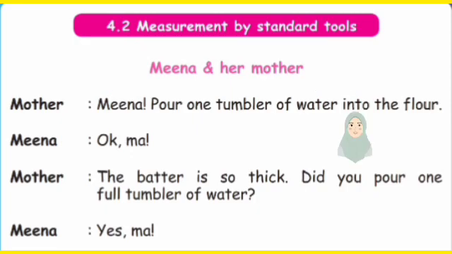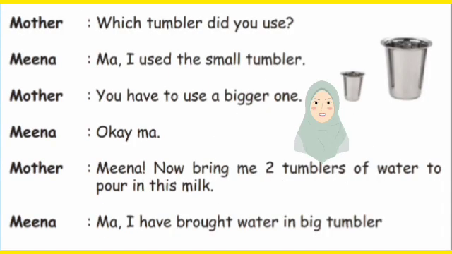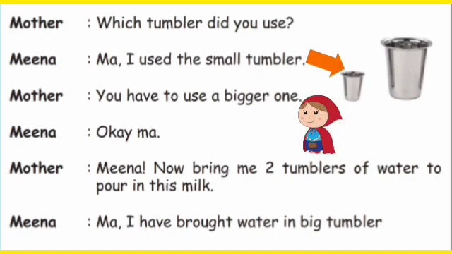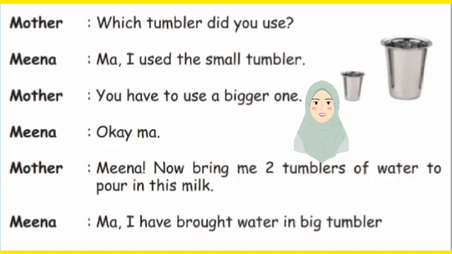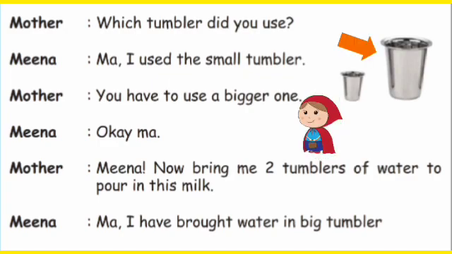Mother: Meena, pour 1 tumbler of water into the flour. Meena: Okay, ma. Mother: The batter is so thick. Did you pour 1 full tumbler of water? Meena: Yes, ma. Mother: Which tumbler did you use? Meena: Ma, I used the small tumbler. Mother: You have to use a bigger one.